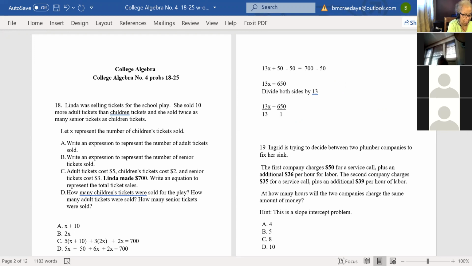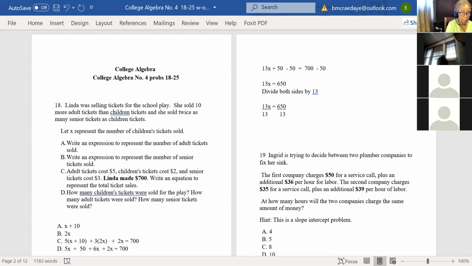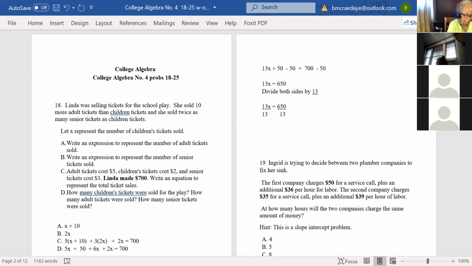Okay, so what do I have on the left side, Audrey? On the left side, you have x, which is 1x. That's right, 1x is x, so you're right. 13 over 13 is 1. And what's 650 divided by 13? 50. Yes, 650 divided by 13 is 50. Okay, so we got 50.